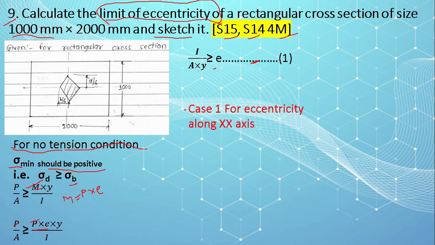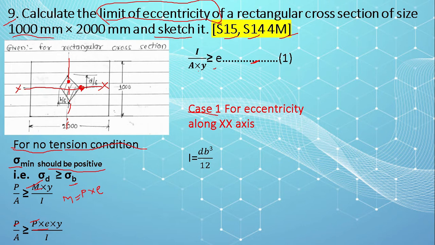Now there will be two cases. If eccentricity is along this x-axis, suppose we place our force here; and second case, if our eccentricity is along this y-axis, we place our force here, that will be along the y-axis. So case number one, for eccentricity along the x-axis. If eccentricity is along the x-axis, we may place our force here.